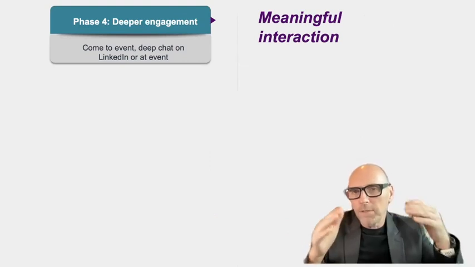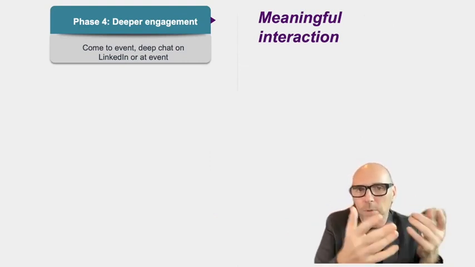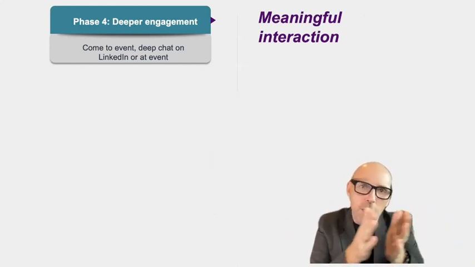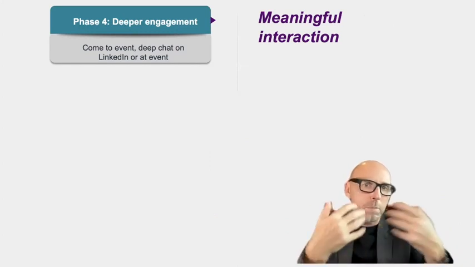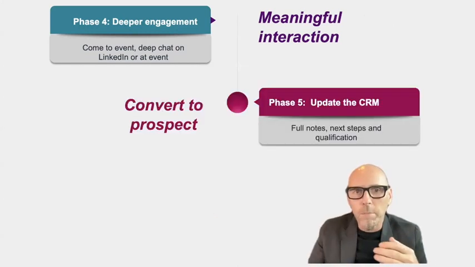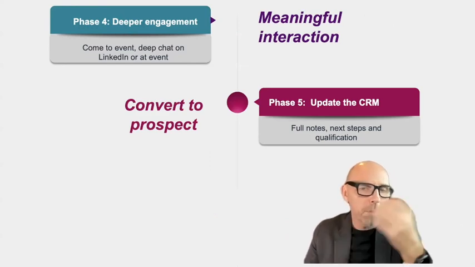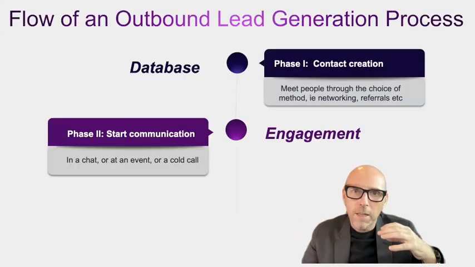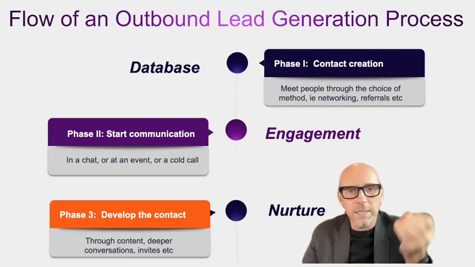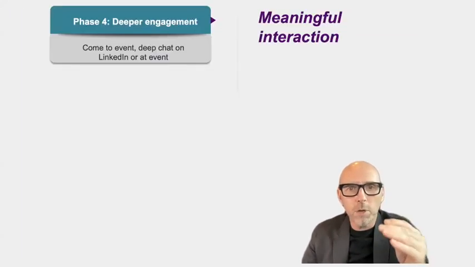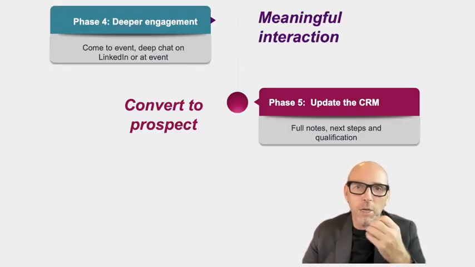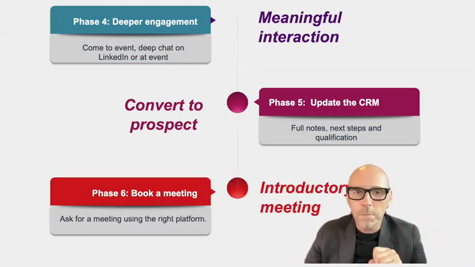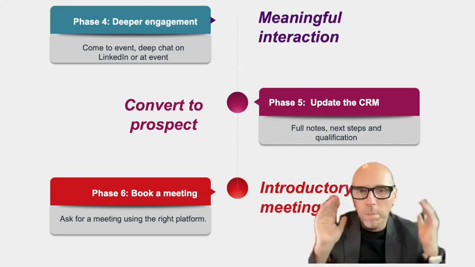So at the end of the day, with a referral, we can book a meeting straight away. But if we meet someone at a networking event, there's a layering there that we want to build, so we're in a position to be able to say, let's have a meeting. Convert that into a prospect, update the CRM, and then book a meeting with them. That's the flow of the outbound contacts: database, communicate, develop the contact, deeper engagement, meaningful interaction, convert into a prospect in the system and technology that you've got, and then book a meeting.